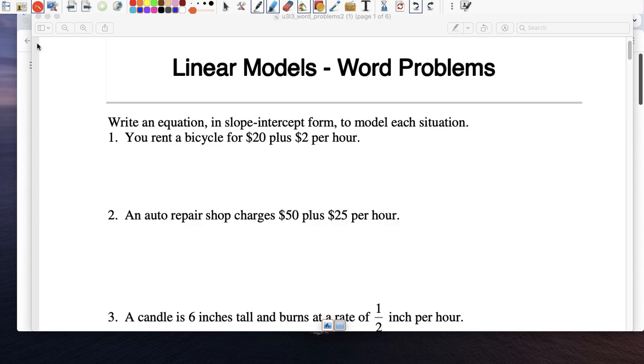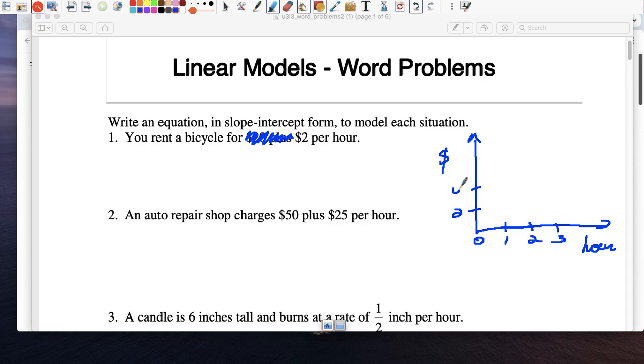Well, let's look at number 1. Now, before we even start that, I'm going to take this guy out. Let's imagine you're renting the bicycle and it's $2 per hour. Well, the independent variable, hours, and the cost will be over here. 0 hours, 1 hour, 2 hours, 3 hours, and so on. And here we're going to go by 2s.